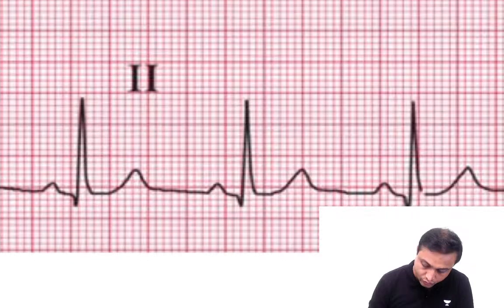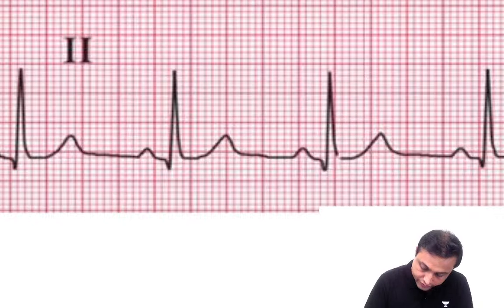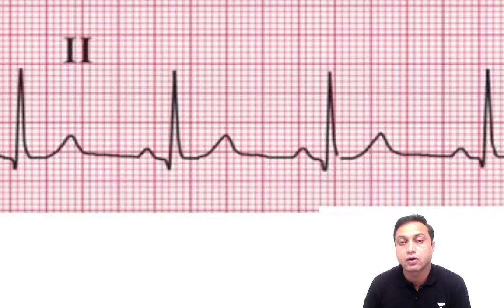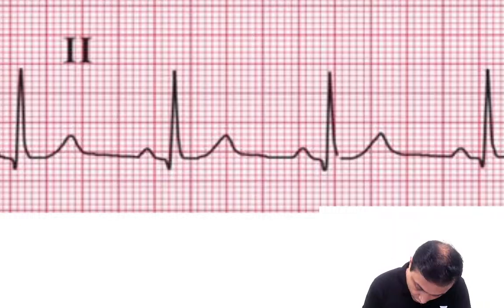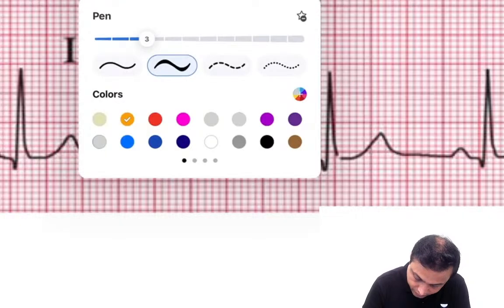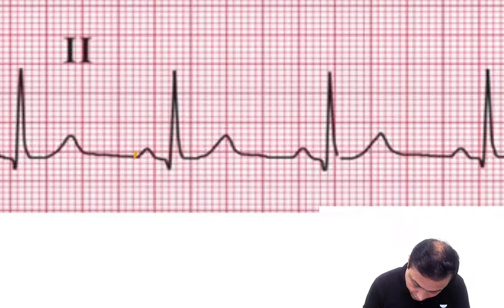Okay, time's up. So let's calculate this over here. I have told you how to calculate the PR, very simple, from the start of the P to the start of the Q wave. So here it is starting from here, and here is the Q starting over here. We just have to calculate the number of boxes. So 1, 2, 3, 4 boxes are there, right? Let me erase it and take a simple pen. So from here it was starting.